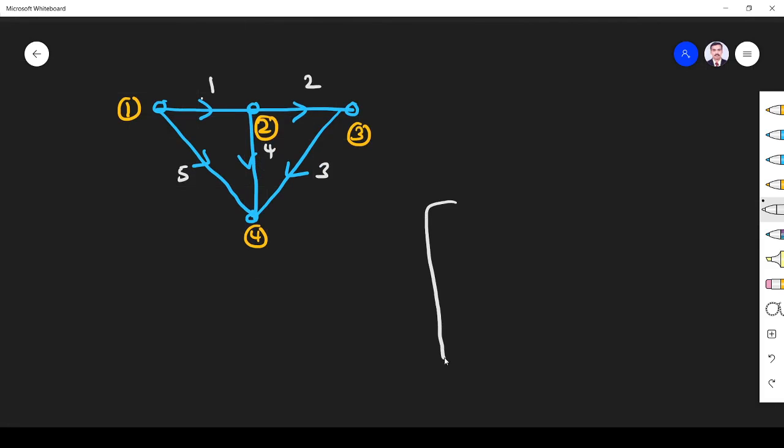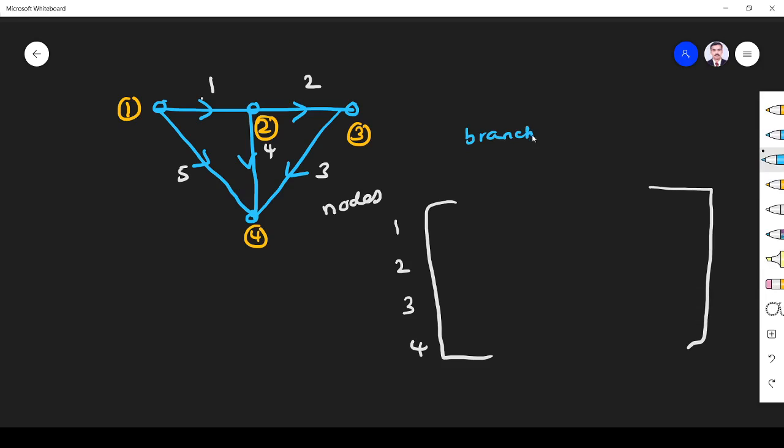I told already the rows of the matrix are represented by nodes. So how many nodes are there? 1, 2, 3, 4. 4 nodes. So 4 rows are representing nodes. Columns represent branches. How many branches? Branch 1, 2, 3, 4, 5.